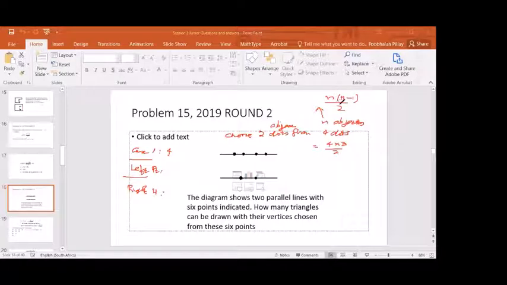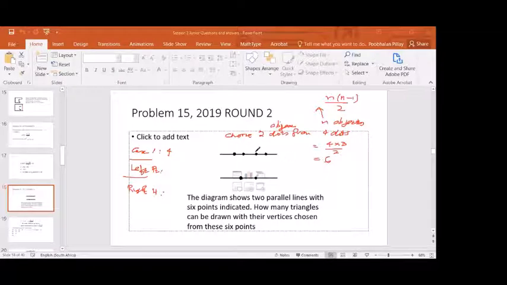So in general, you've got a very quick way of finding out how many ways you can choose 2 from n objects. If you had 100 objects, then 100 times 99 divided by 2. You can answer any one of those types of questions.